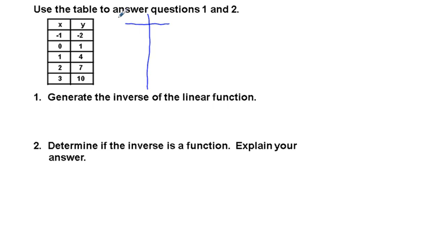are switched. So I'm going to rewrite this as an inverse function, and I make an xy table, and x's become y's and y's become x's. So this coordinate pair, -1, -2, becomes, as its inverse, the coordinate pair -2, -1. Similarly, 0, 1 becomes 1, 0. Then 1, 4 becomes 4, 1. 2, 7 becomes 7, 2. And 3, 10 becomes 10, 3. And really, that is the inverse of the linear function as described in this table. So that becomes our answer to problem number 1.